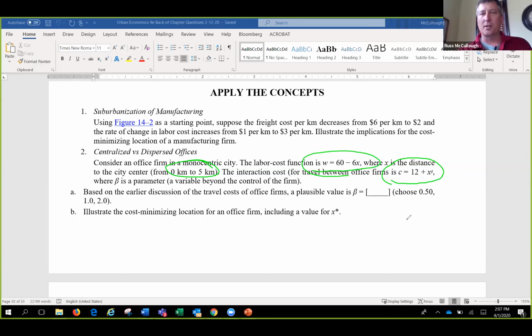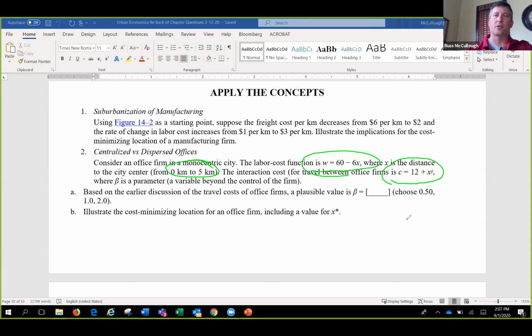So the total cost for the travel between the firms, for that face-to-face interaction, is 12 plus X, the distance from the center, raised to beta. That's an exponent, where beta is a parameter, a variable beyond the control of the firm. Based on the earlier discussion of the travel cost of firms, a plausible value of beta is 0.5, 1, or 2.